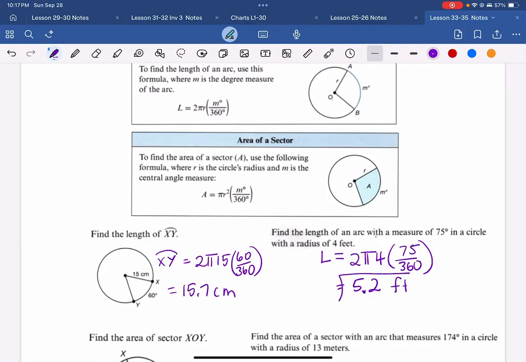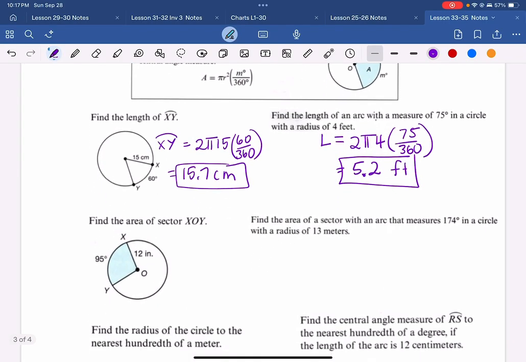Now, since it's length, like circumference and perimeter, we just label it in its units. We don't put squared. However, now that we're finding area of sector, we're going to be sure to label it with units squared. Okay, remember what I told you.